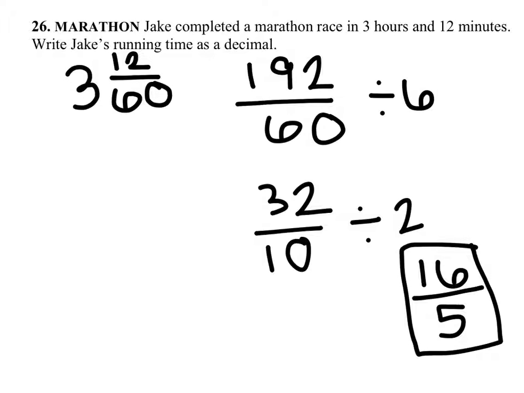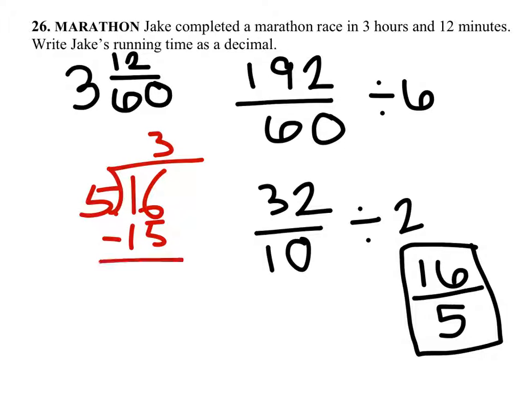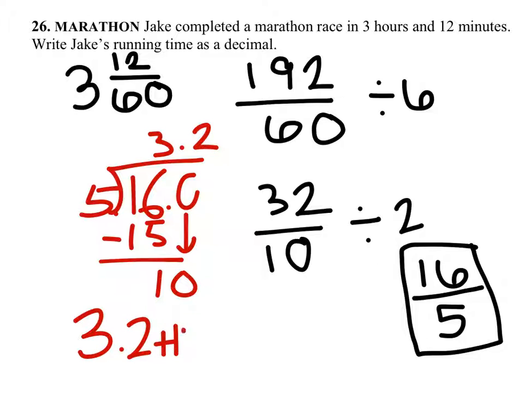All right, so this is the simplified fraction, which actually helps us quite a bit because it will make the division hopefully a little bit easier. This is 16 divided by 5, which would be 3 and then 15 and 1 remaining. So I'm going to make that a 0, drop it. 5 goes into 10 twice. So that's 3.2 in hours.